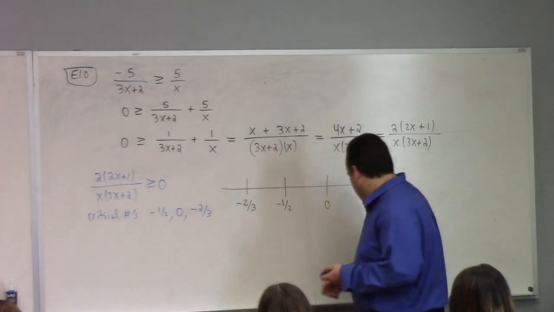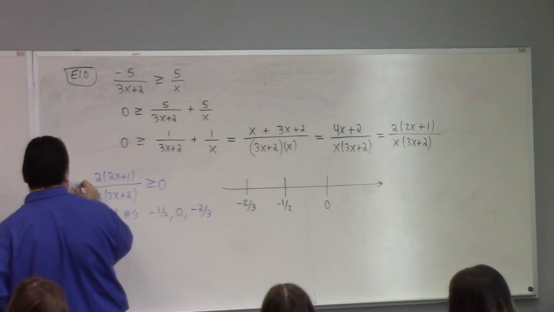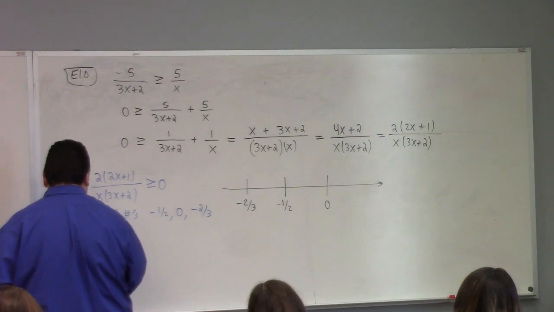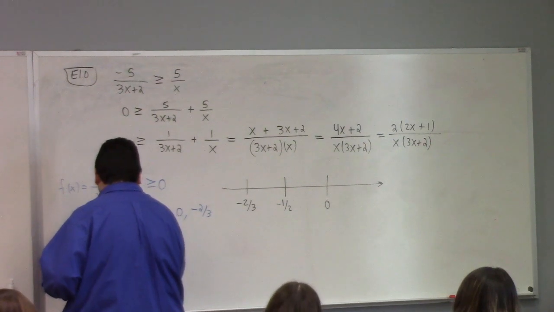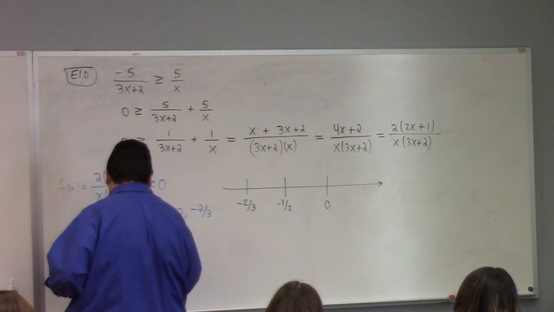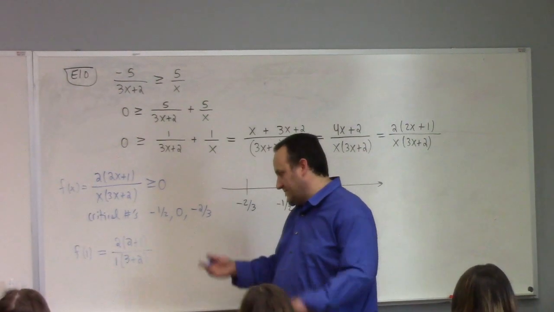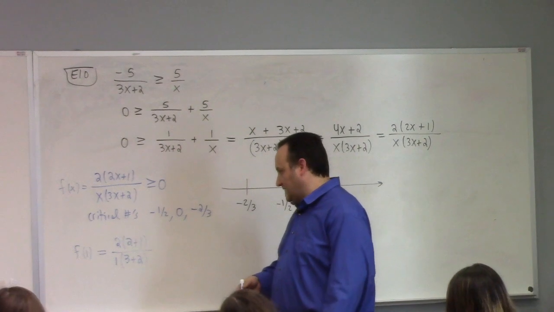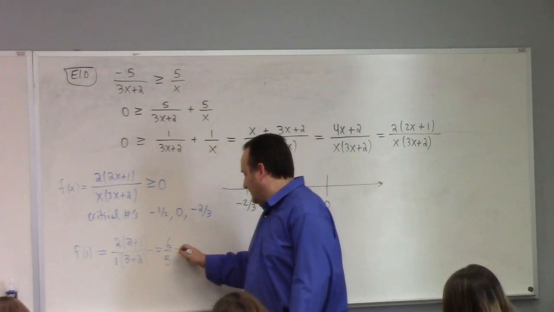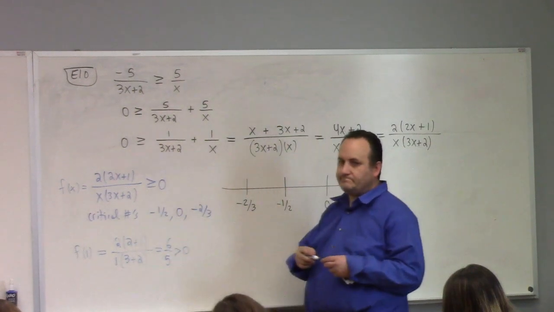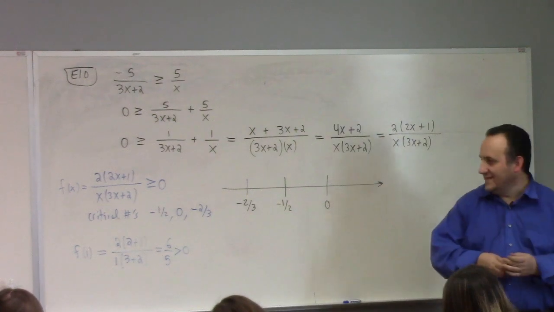Sure. So if this is, let's get ourselves a little practice here. Let's say this is f of x. What's f of 1 equal to? 2 times 2 plus 1 divided by 1 times 3 plus 2, which is, I don't care what it is. It's 6 over 5, I guess. But the larger point is that that is what? Positive. 2 times 3. Oh, okay.